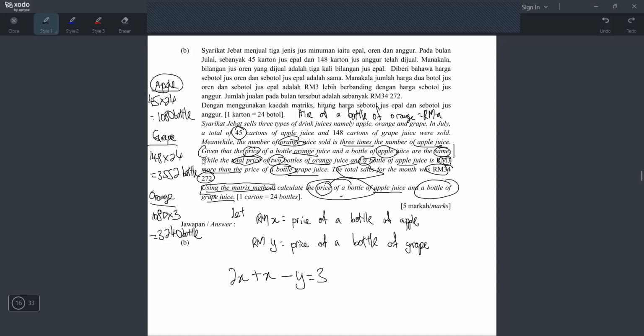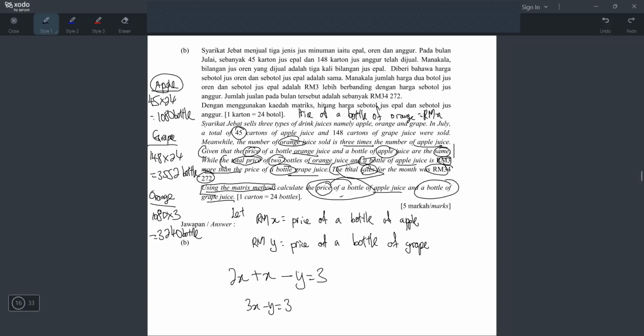Okay, let me read again. The total price of 2 bottles of orange juice and 1 bottle of apple is 3 ringgit more than the price of a bottle of grape. It means if you take 2 bottles of orange and 1 bottle of apple minus 1 grape, the difference is 3 ringgit, right? That's why 2x plus x minus y equals to 3. And then 2x plus x is 3x. So you have your first equation. Okay, let's keep reading.